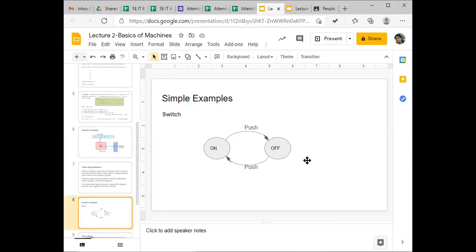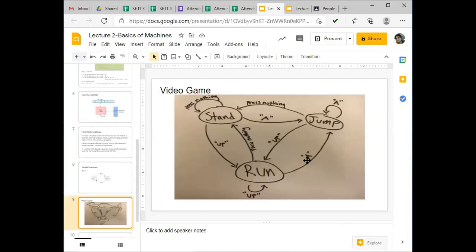Okay. So the next simple example that we can take is your video game. I think you people have played this game, right? If I say the character has only 3 states, I think this game is Mario. Stand, jump or run. It has 3 states, right? If the character is standing and you do nothing, it will stay in the standing state itself. But if you press A, it will jump. And if you press up, it will run.